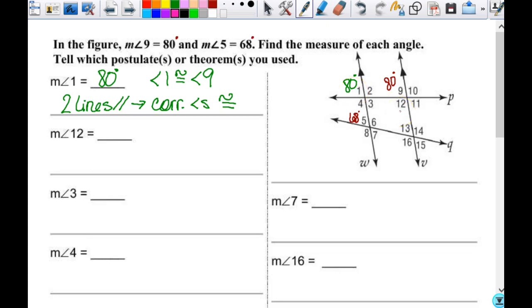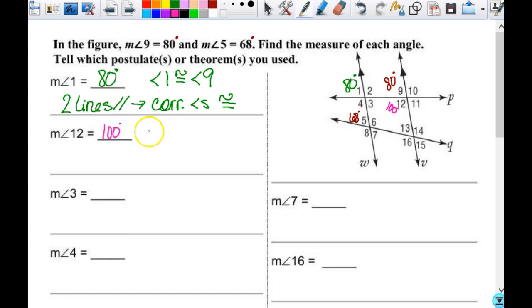No. They have a special relationship, but they don't have a name, so we can't use those. So I'm going to have to use 9. What type of angle pair is this? Linear pair, which means they are supplementary. So what's angle 12? 100. Okay? So I know it's 100.